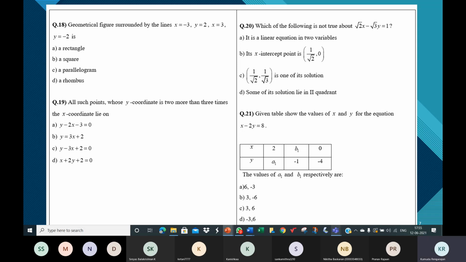The quadrilateral enclosed by these: we have 4 equations, 2 of which are parallel to the x-axis, 2 of which are parallel to the y-axis. So these 4 lines will enclose a quadrilateral, and the corners of the quadrilateral will be at right angles to each other. So it has to be a rectangle or a square. The 2 lines which meet to form the corner will be at right angles to each other.